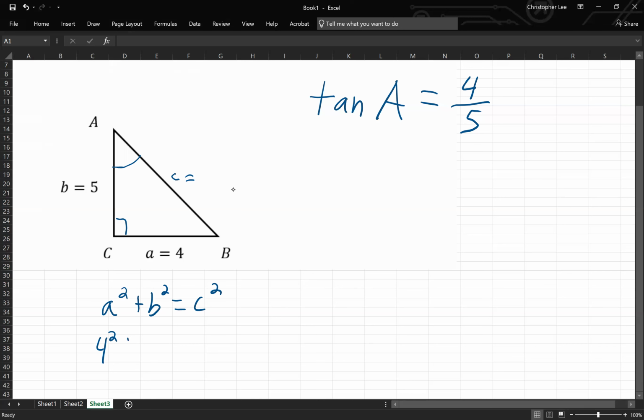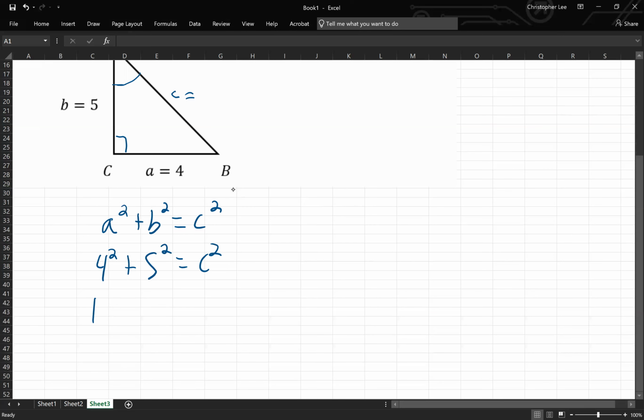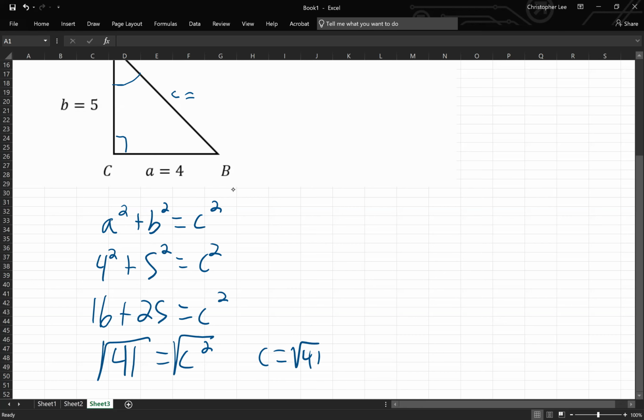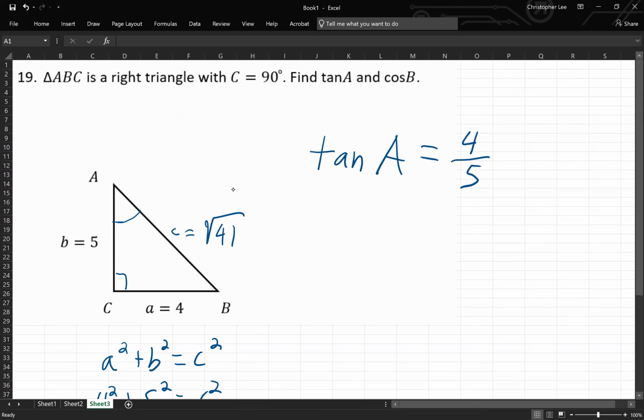This is 4 squared plus 5 squared equals C squared. 16 plus 25 equals C squared. That's 45. Y'all know I'm bad at math over here. Is that 41? 41, okay. Equals C squared. Then I take the square root to get C by itself. So C equals square root 41. My fault. There we go. Now we good.